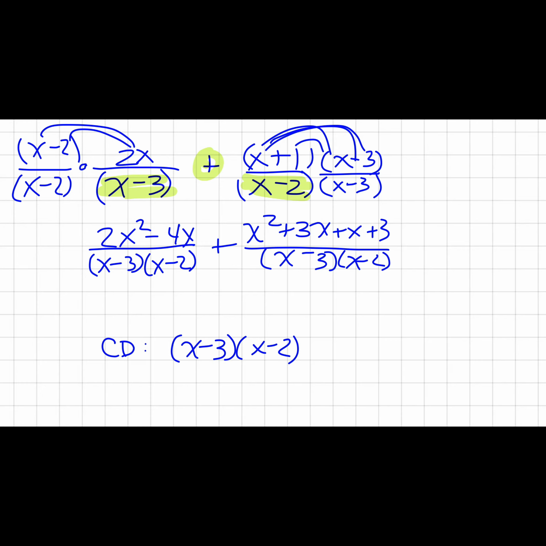So now I'm going to combine like terms as I add these two fractions together. I have 2x squared plus x squared, so that gives me 3x squared. I have negative 4x, and then I have plus 3x and plus x. So this ends up being 4x. So I have negative 4x plus 4x that cancels out. So then I'm just left with plus 3 at the end. And this is our final answer.